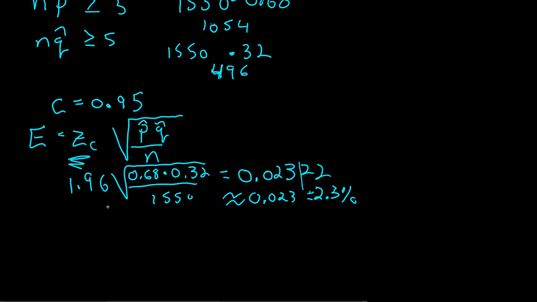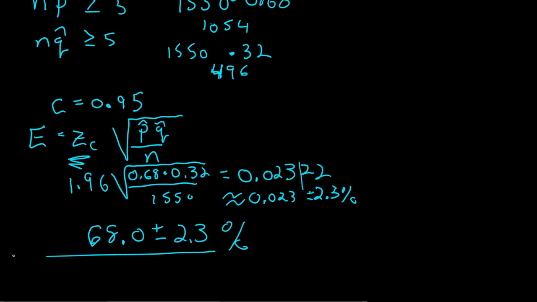So I could write my chance of success here as 68%. In fact, I'll even be 68.0 plus or minus 2.3%. And so this is what we mean by a proportion value. I'm finding a proportion value for it.